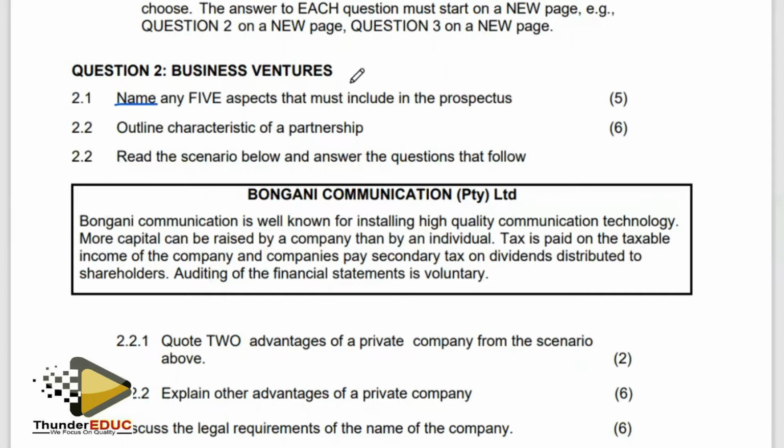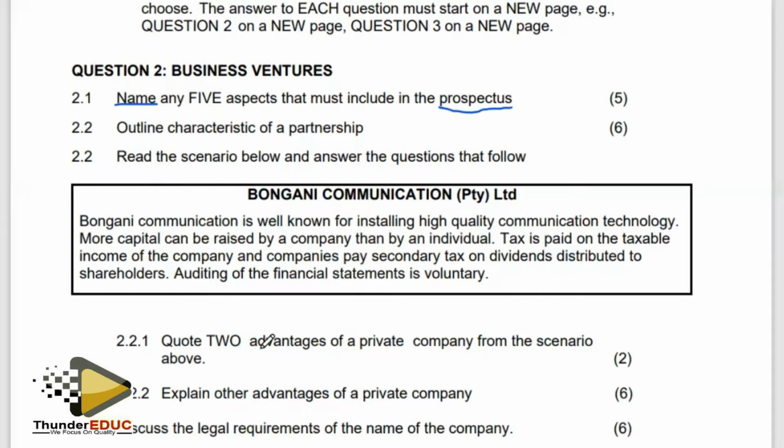So therefore, we are going to be answering these questions, giving answers by just naming, just stating. So name any 5 aspects that must be included in the prospectus. How do we deal with this section?